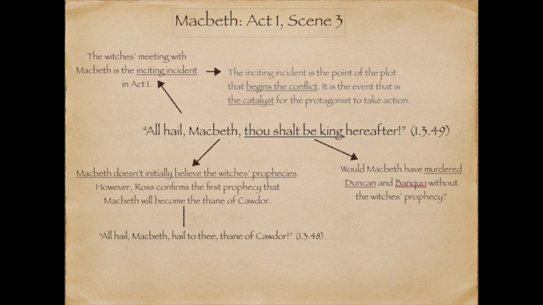So, you ask the question, would Macbeth have murdered Duncan and Banquo without the witches' prophecy? I think probably not. So we've got the line here from the play, "All hail Macbeth, thou shalt be king hereafter." Now, initially, Macbeth doesn't believe the witches' prophecies. However, in the act, Ross and Angus turn up and confirm the first prophecy that Macbeth is the Thane of Cawdor. And obviously that was something that the witches said to him, "All hail Macbeth, hail to thee, Thane of Cawdor."